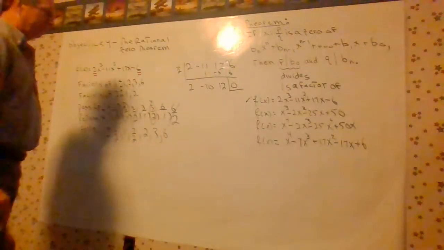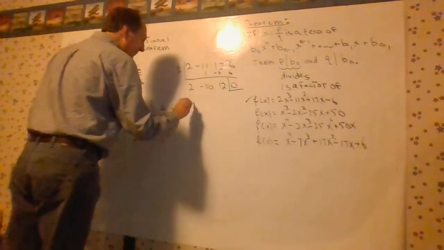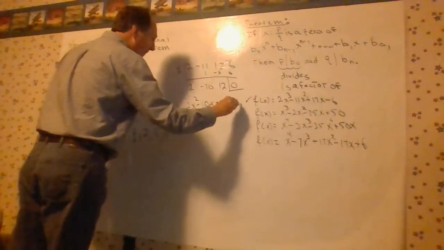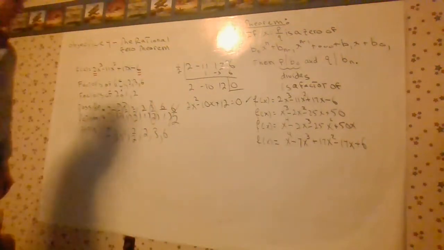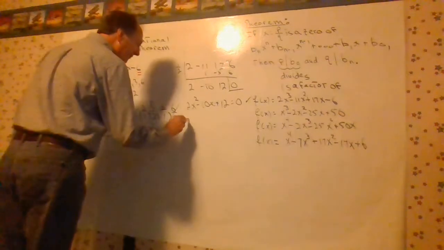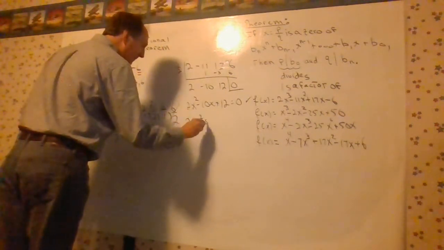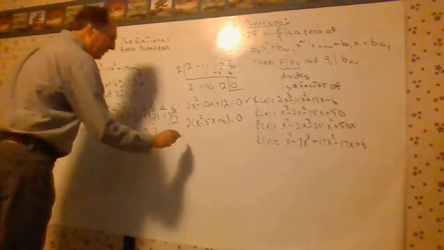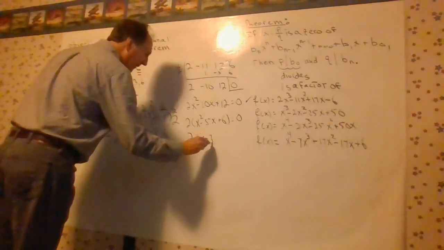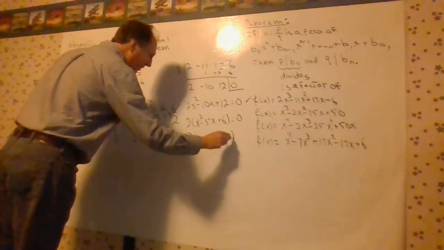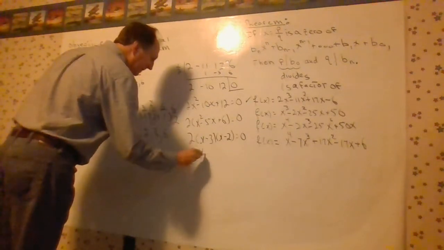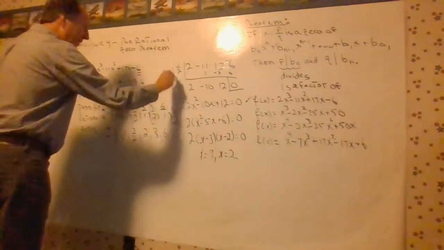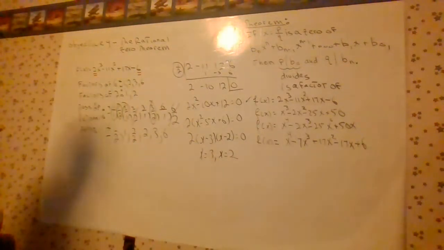That's the factor theorem. Now, this is reduced to a quadratic. We can factor or use the quadratic formula. I'm going to factor a 2 out. And then we can factor 2x minus 3, x minus 2 equals 0. x equals 3/2, x equals 2. Can't forget that one.